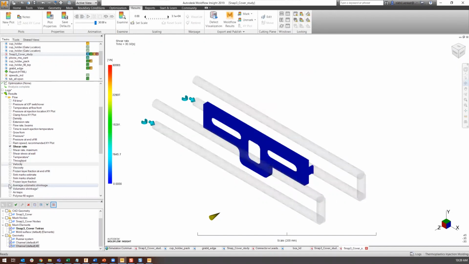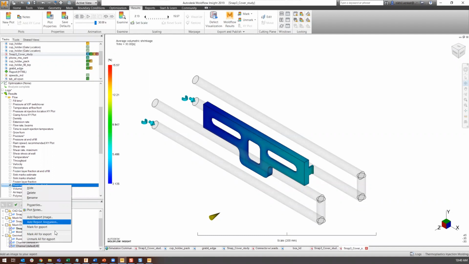Well, yeah, let's do something like average shrinkage. I can always go in and add a report image or report animation to this, right? So you have easy ways to export these results. You have quick and easy ways to access these results.